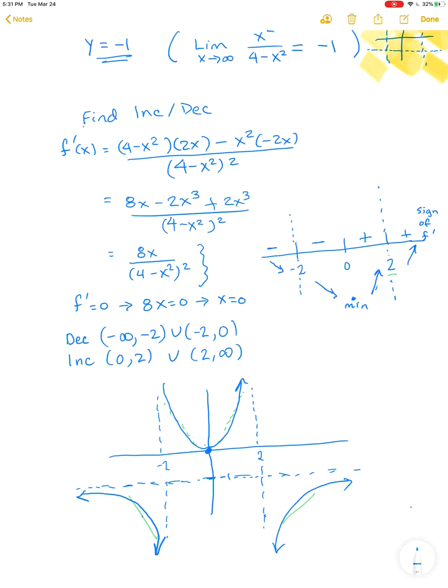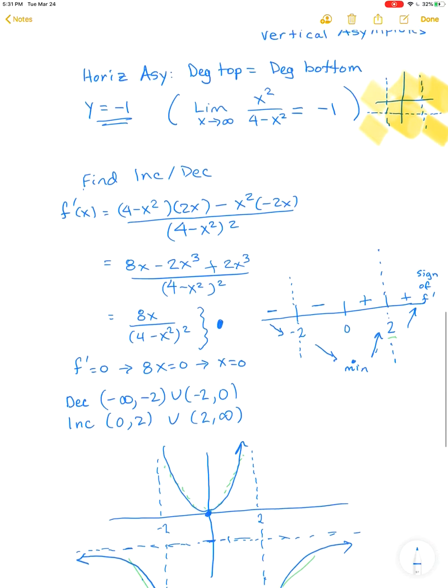If you wanted to punish yourself, you can look for the change in concavity, but that would involve doing a whole lot of algebra to that little fraction there. So we'll kind of fake our way through it just by looking at the first derivative.